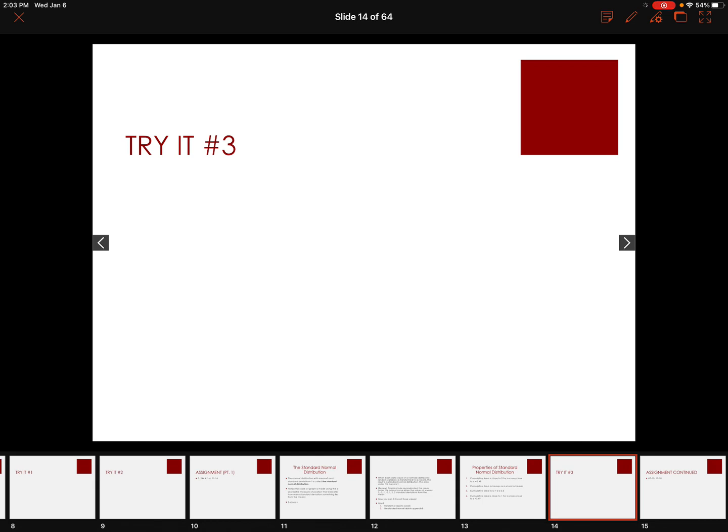Okay, so number 1 says find the area that goes with the z-score of -2.19. Number 2 says find the area of the z-score that goes with 2.17. So if you turn back to Appendix B, your standard normal table is on page A16 and A17.